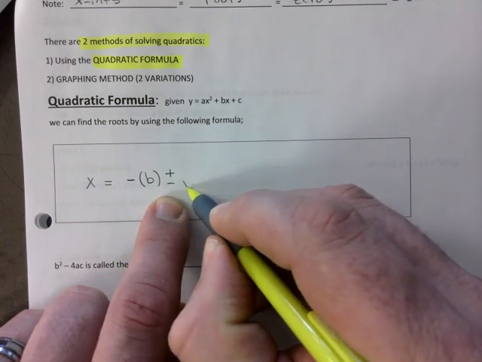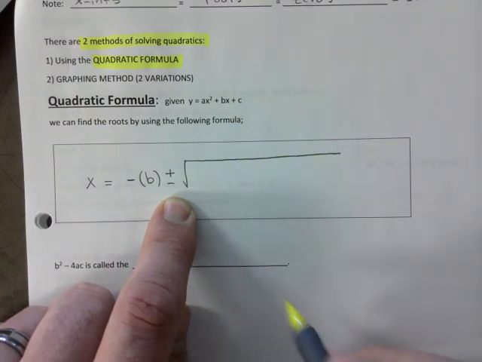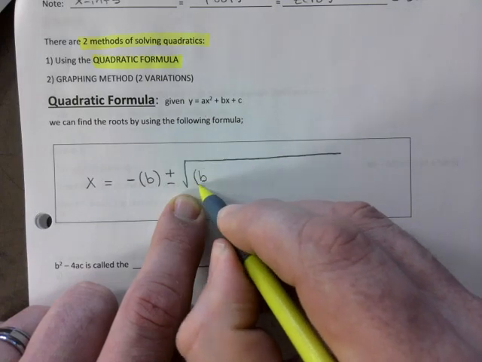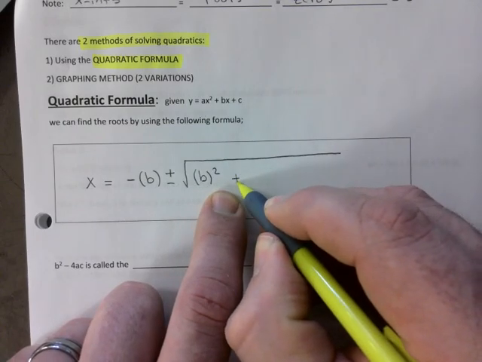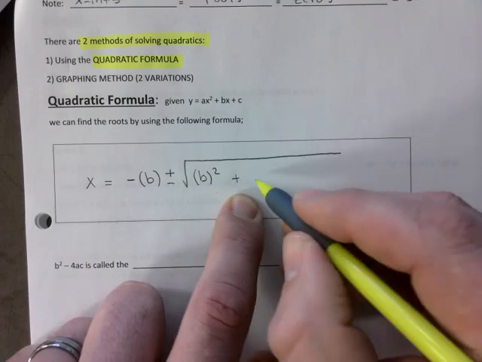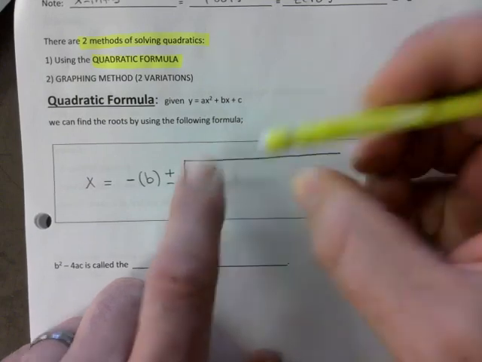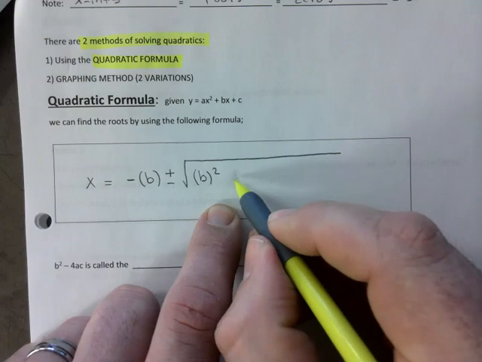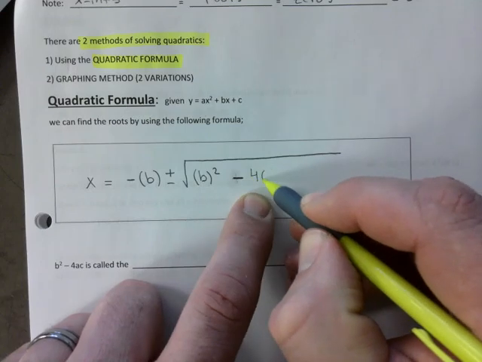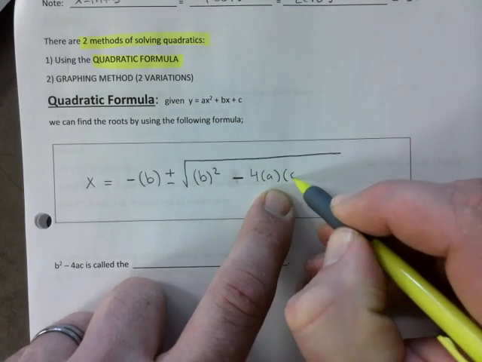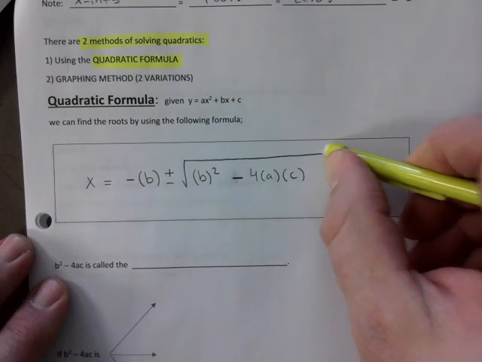Plus or minus, and then it's a long root here. Okay, inside that root, you go b squared, so you square whatever b is, plus, sorry, not plus. Can you please erase that? I hope you didn't use pen. My bad. Minus 4 times a times c. And my root is a little too long, but that's okay.